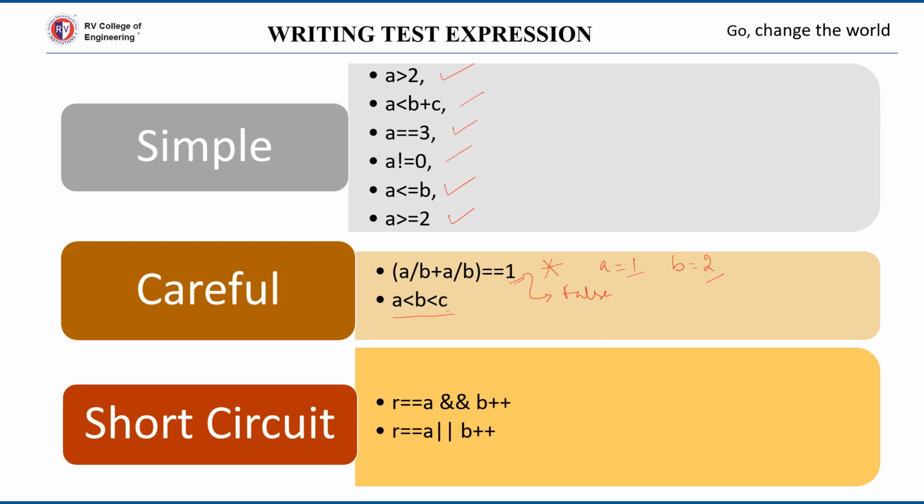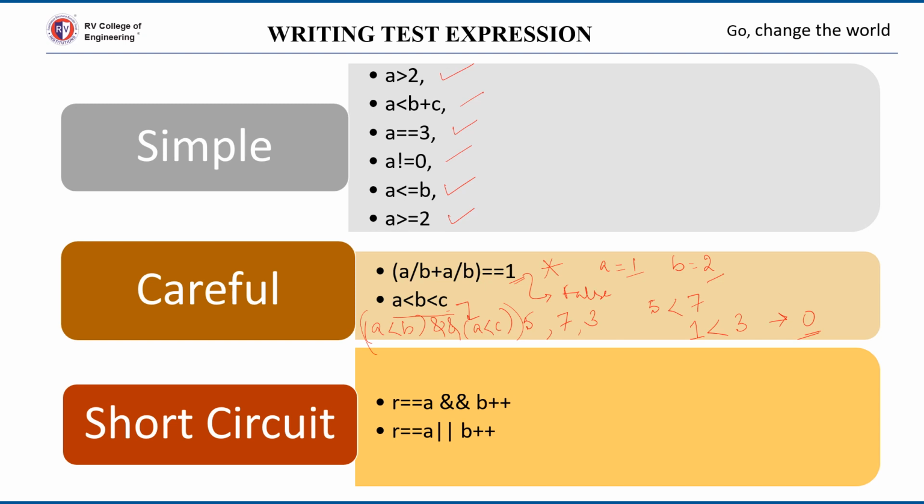Let us take the example of 5, 7 and 3. Now 5 is less than 7. This is performed first. This results in true, that is 1. Then 1 is less than 3. This results in 0. So avoid such expressions. You can break it down as A is less than B and A is less than C, instead of writing it as A is less than B less than C.